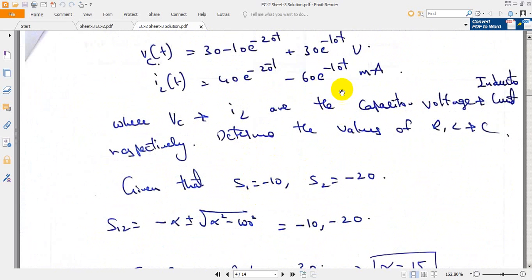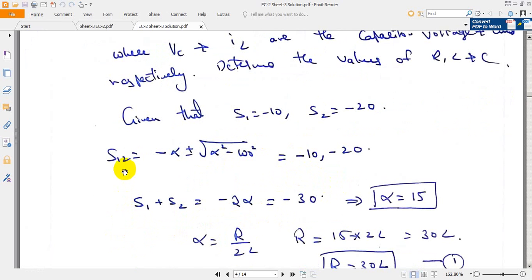we can write S1 is equal to minus 10. Why? Because the first root should have the less negative value and the second root should have the more negative value. So the first root is S1 is equal to minus 10 and the second root is S2 is equal to minus 20. Now we know the two roots are given by minus alpha plus or minus square root of alpha square minus omega naught square. S1 is equal to minus alpha plus square root of alpha square minus omega naught square, and S2 is equal to minus alpha minus square root of alpha square minus omega naught square.